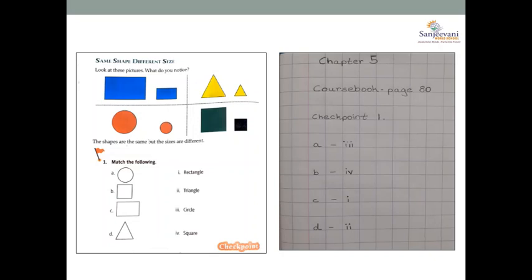Okay. Then C. C is rectangle. Option 1. So C dash 1. C dash 1. And the last one, D. D is triangle. So the answer is 2. So see how I have written D dash 2.